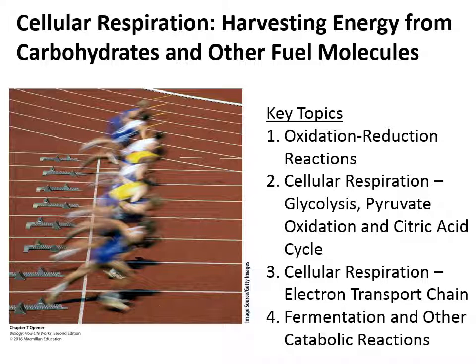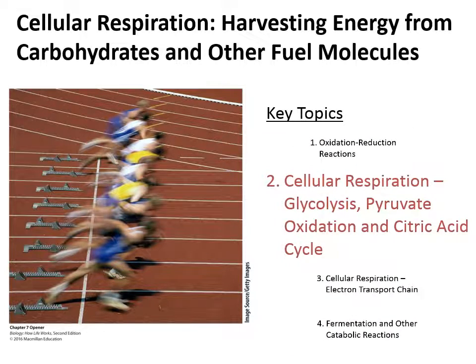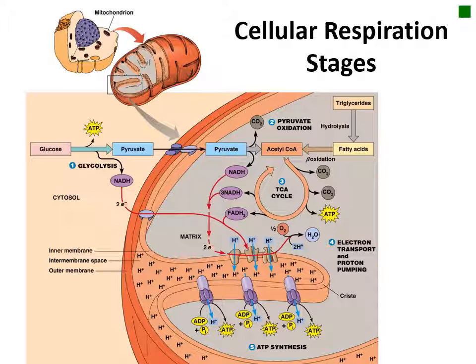This is the second video for the cellular respiration unit. In this video, we will be discussing the first three pathways of cellular respiration, which include glycolysis, pyruvate oxidation, and the citric acid cycle. There are 4 different stages of cellular respiration. It will be important for you to understand what the main substrates and products are from each stage, including the amount of ATP and electron carriers produced.